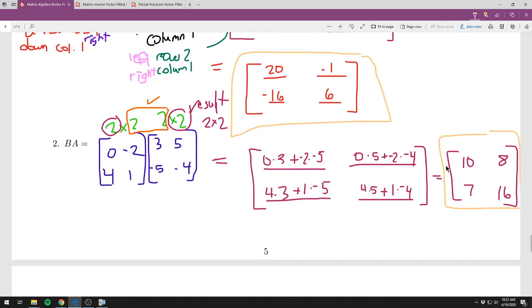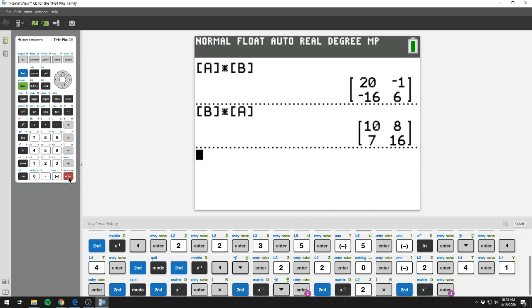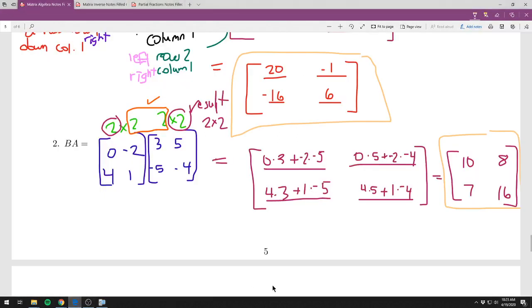Okay. A matrix is different if even just one of its entries is different. For this one, they all happen to be different. That's just probably gonna be what happens most of the time anyway. Right, but you can check your work again. We already have these matrices made, so just reverse the order. Do B times A. And you see we got that matrix 10, 8, 7, 16. So very nice way to check your work.